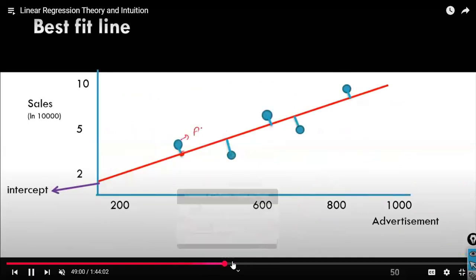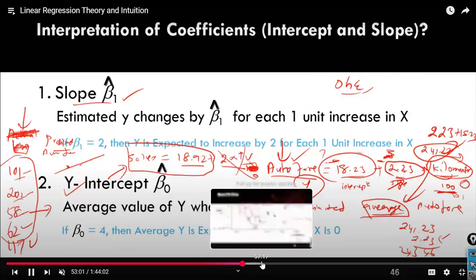Now we will see the error now. Okay, best fit line. What exactly is a best fit line?